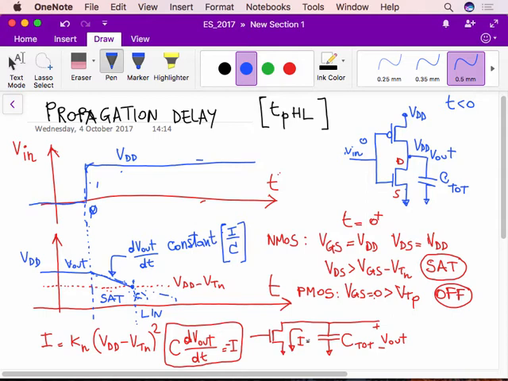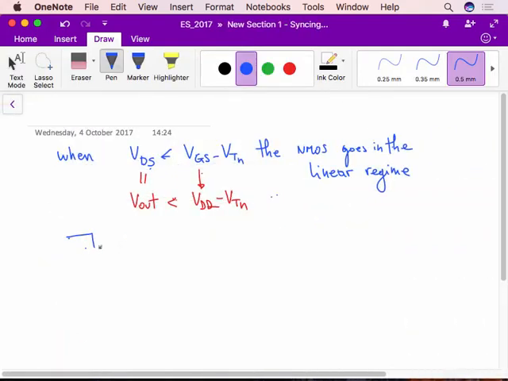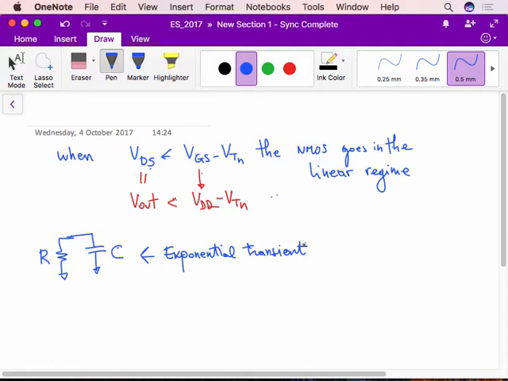When the MOSFET is in the linear regime, it behaves like a resistor, so the current is no more constant, but is proportional to the voltage. And you know that when you have a capacitor which discharges through a resistor, you have an exponential transient. This is a classic situation. A capacitor discharging through a resistor. You have an exponential which gradually goes to zero.